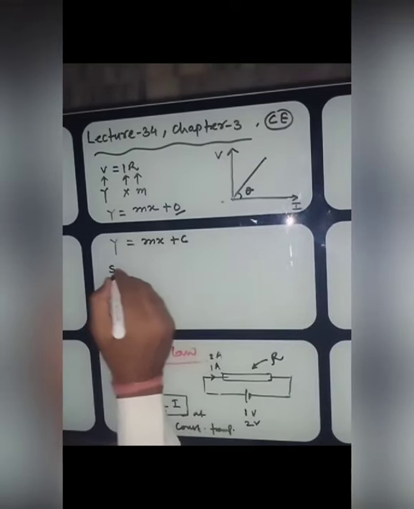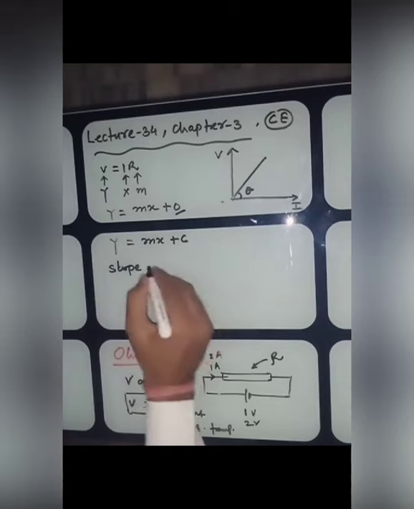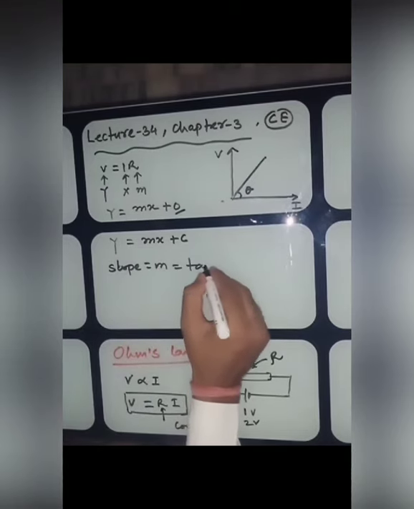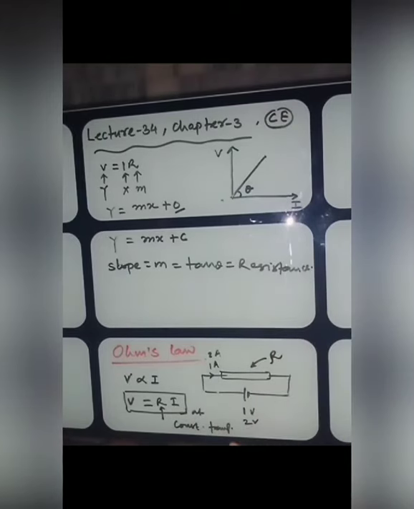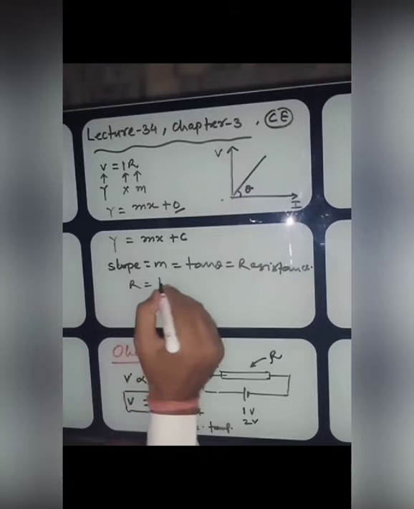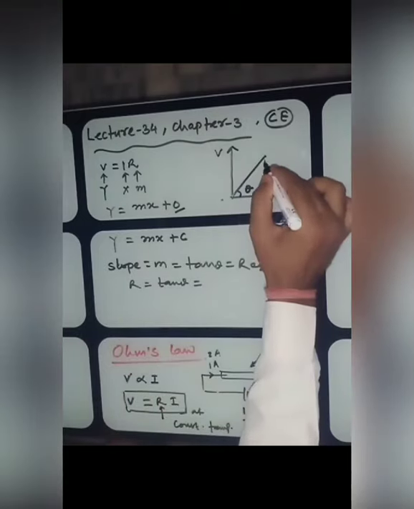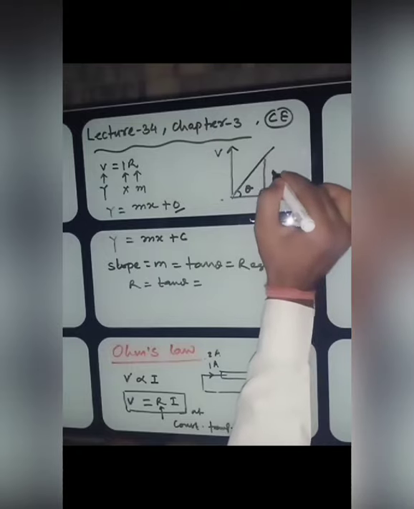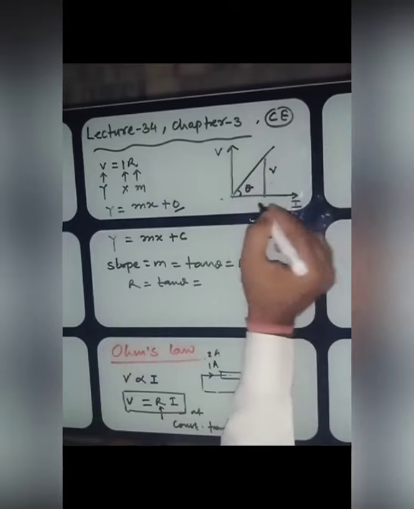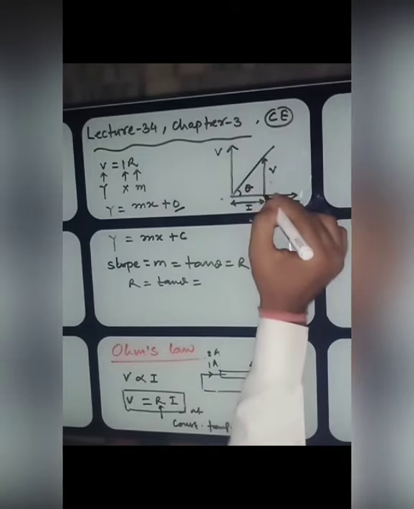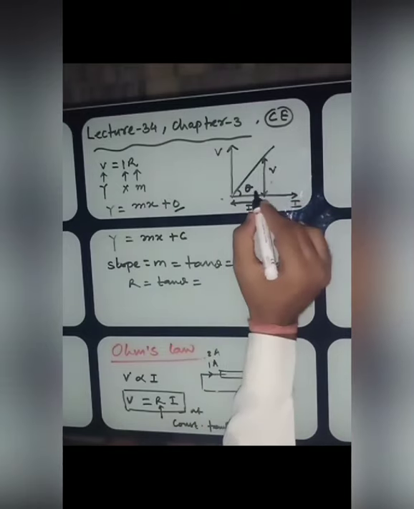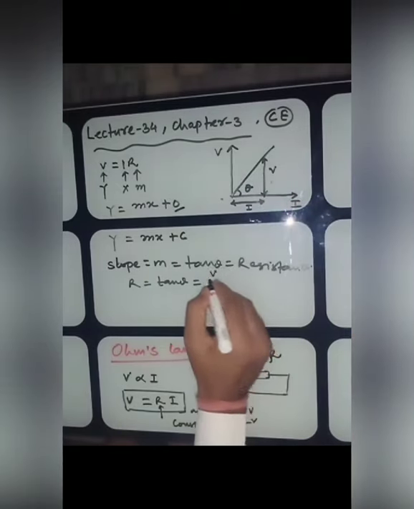Here the slope, which is m, is also known as tan theta. It is nothing but the resistance. Remember, the slope tan theta is the resistance. If you look at this graph, this side gives you the voltage, and this base gives you the current. So tan theta is perpendicular by base, where the perpendicular is the voltage V and the base is I. So you get V is equal to I times R.